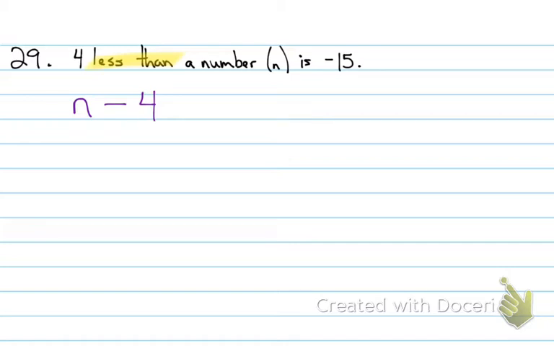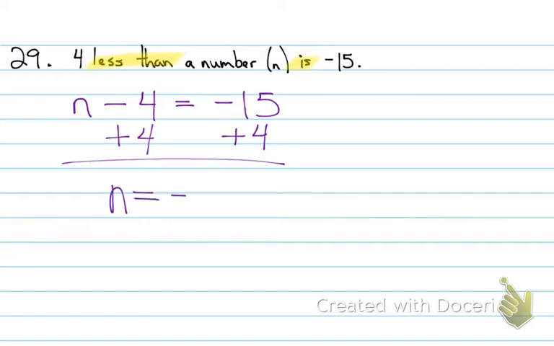And then the word is is where I put my equal sign. So don't put your equal sign wherever you want. Put it in the order that it appears in the phrase. n minus 4 equals negative 15. Now we can solve it. How do we solve for n? Add 4 to both sides. And n equals negative 11. On your homework, they don't make you check this, although you can check it pretty easily.